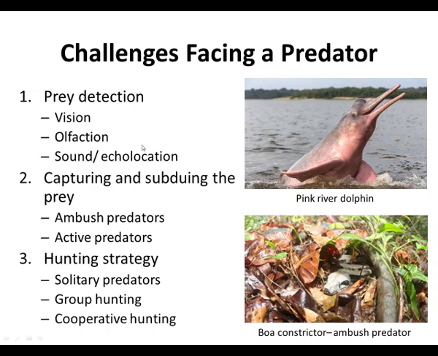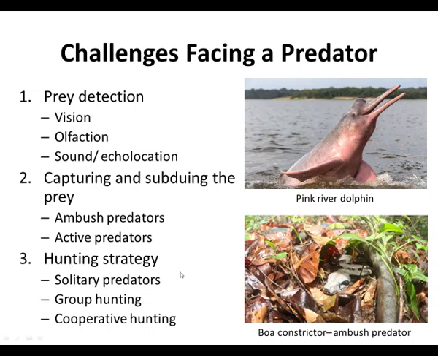So once you detect the prey, then you have to capture it and subdue it. So there are several ways to do it. So some species are ambush predators. So they just wait for a long time, like this boa constrictor, and once it detects a passing potential prey, it just strikes. But others, like pink river dolphins, actively look for prey, so they actually move a lot compared to these guys.